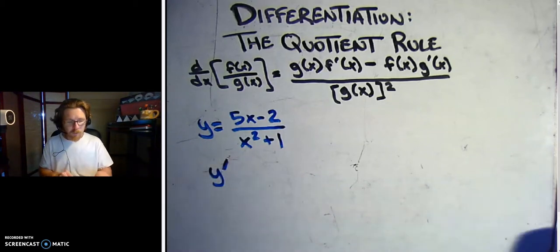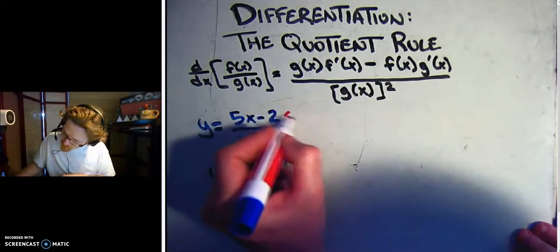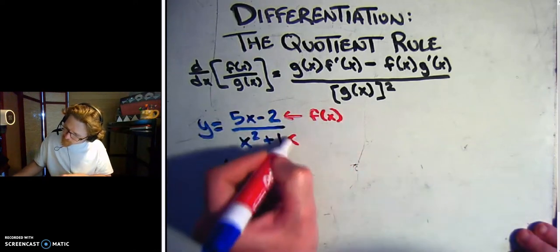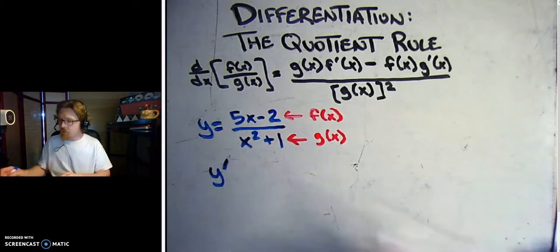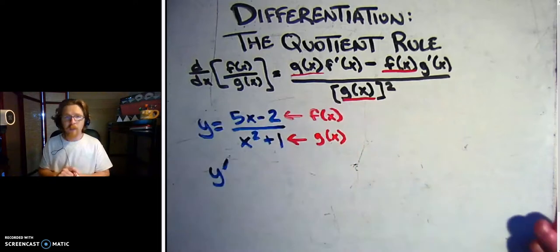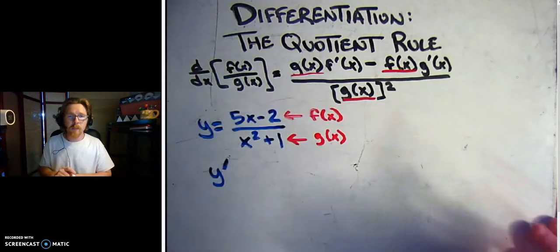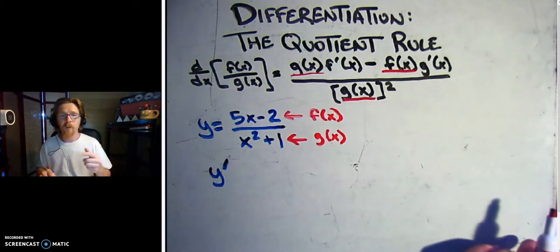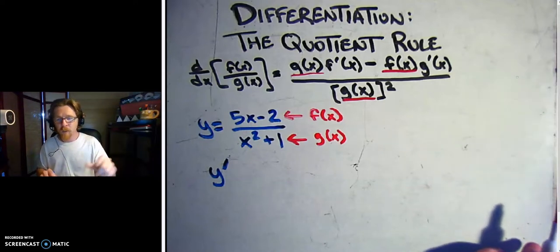Well, one thing that I just want to notice is that y is actually two functions being divided. So if we think about 5x minus 2 as f of x, and we think of x squared plus 1 as our g of x, one of the things that I notice is I'm going to need those pieces inside of my rule. There's g of x, f of x, and g of x right there. Now I also notice that there's a f prime and a g prime. So just right off the bat, I'm going to take the derivative of f and take the derivative of g so I can use substitution to help me do this.